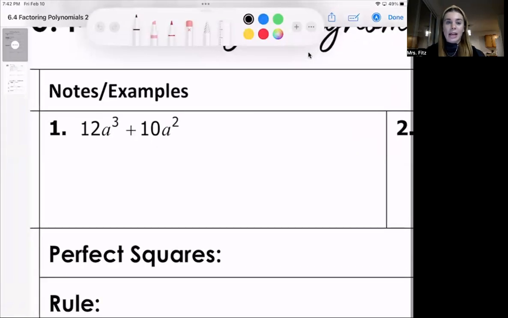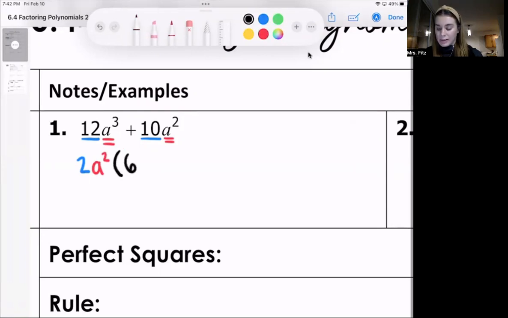I have 12a cubed plus 10a squared. So I'm looking first at the numbers 12 and 10. And I notice that they both have a common factor of 2. So I'm going to go ahead and pull out a 2. Then I'm looking at a to the third and a squared. And I notice they both have an a squared in common. So I'm also going to pull out an a squared. And then I'm going to write what's left in parentheses.